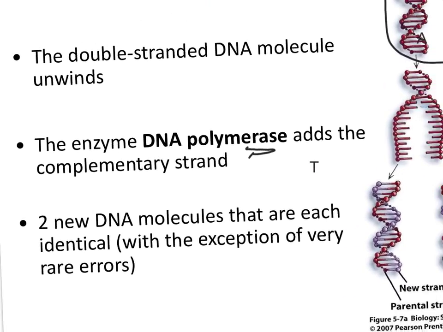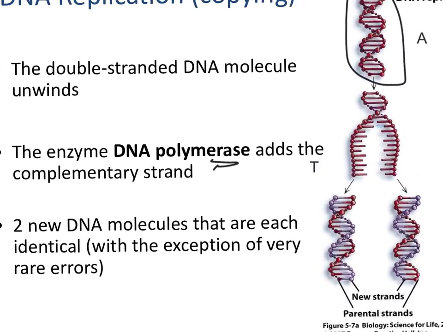Okay, so now we form 2 identical double helix strands. And when the cell replicates, each cell gets a full DNA of all the different chromosomes. Okay? Sometimes there are some errors in there. Those are called mutations.